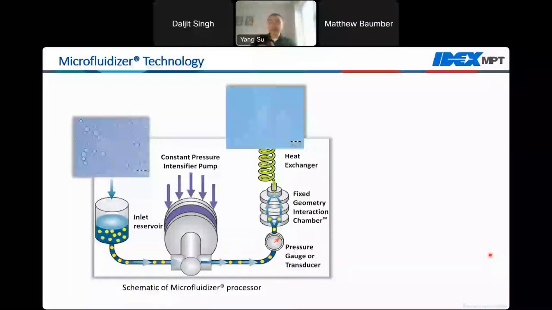Now, this diagram illustrates how the system works. Samples with large particles enter the system via the inlet reservoir and are pressurized by a constant pressure intensifier pump. The pressure can go as high as 30,000 psi. At such high pressure, the product is pushed through the fixed geometry interaction chamber, where a microchannel resides, and the product experiences uniform high shear treatment to achieve particle size reduction. After processing through the interaction chamber, the product temperature can be efficiently controlled by a cooling device such as a cooling coil or heat exchanger, depending on the machine, if needed.